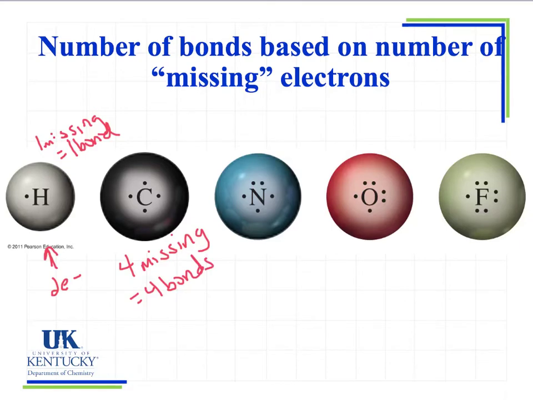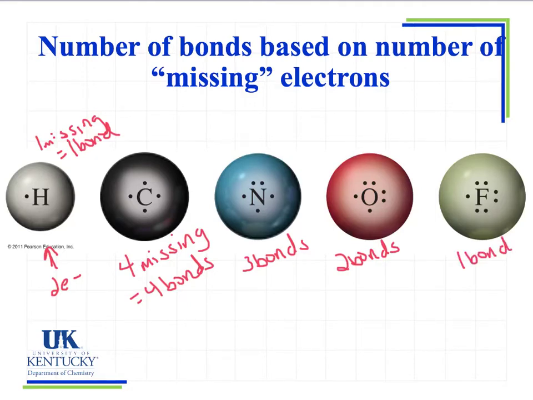Nitrogen, we see there are 3 missing, so it's going to form 3 bonds. Oxygen has 2 missing. It will form 2 bonds, and fluorine, like chlorine, has 1 missing or is 1 away from being an octet, and so it will only form 1 bond.